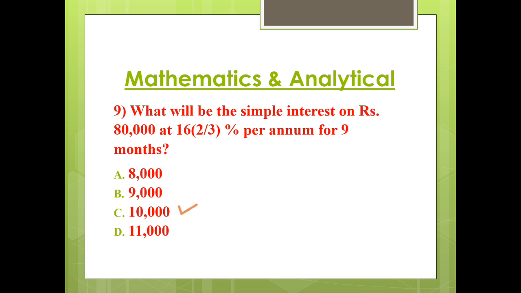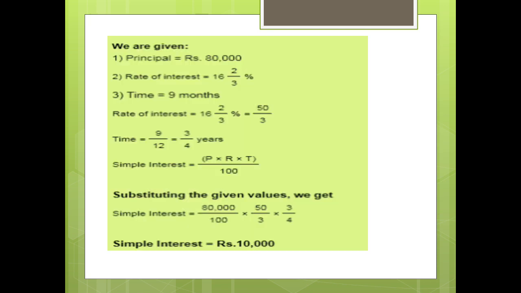50 divided by 110 into 100 gives the answer as 45.454%. This question is: what will be the simple interest on rupees 80,000 at 16 by 3% per annum for 9 months? For this, we usually have a formula, which is principal into rate of interest into time over 100. Our principal value is 80,000 rupees. The rate of interest is 16 by 3%. We will solve this one and it comes out as 50 over 3. If anybody doesn't know how to solve this fraction, 3 into 16 is equal to 48, 48 plus 2 is equal to 50. So 50 over 3 will be the answer.